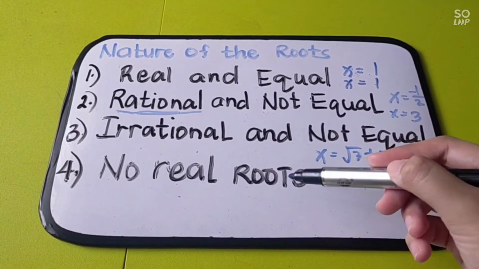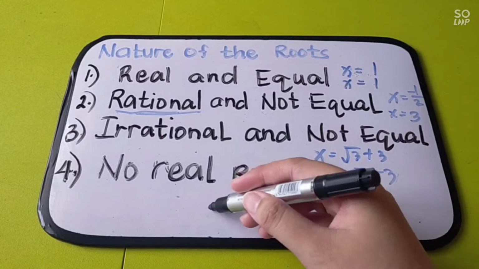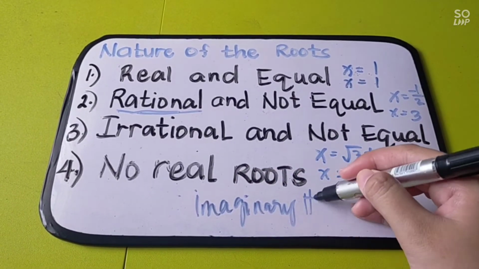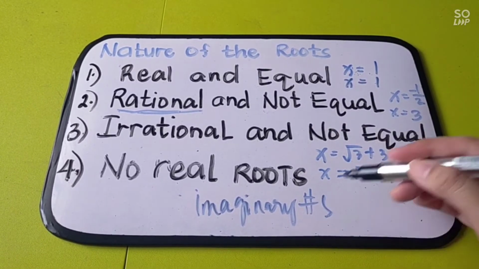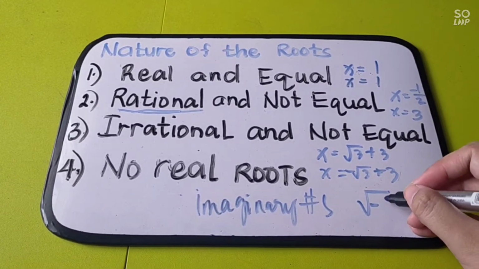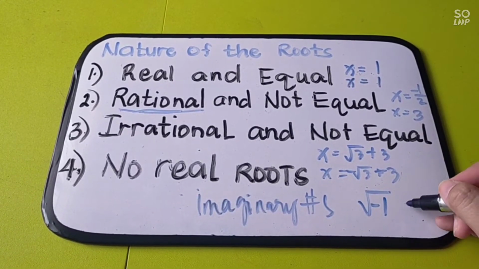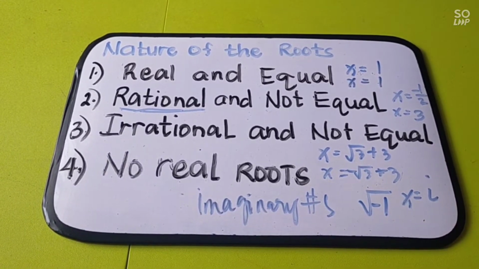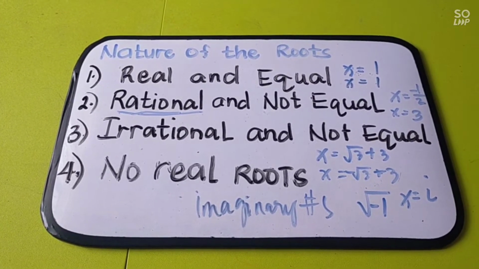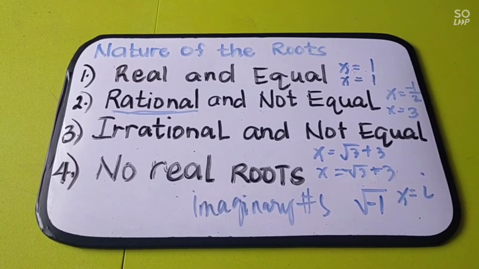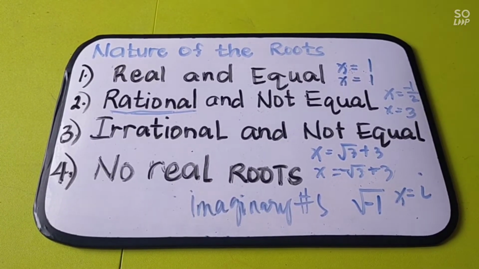Then, kapag no real roots, ito yung kapag lumalabas ay imaginary numbers. So, kailan ka ba nagkakaroon ng imaginary numbers? Kapag ang square root mo ay merong negative sign. Diba? Nakakakuha ka dyan ng imaginary numbers. Okay? So, that is no real roots. Is it clear? So, those are the different kinds of nature of the roots.